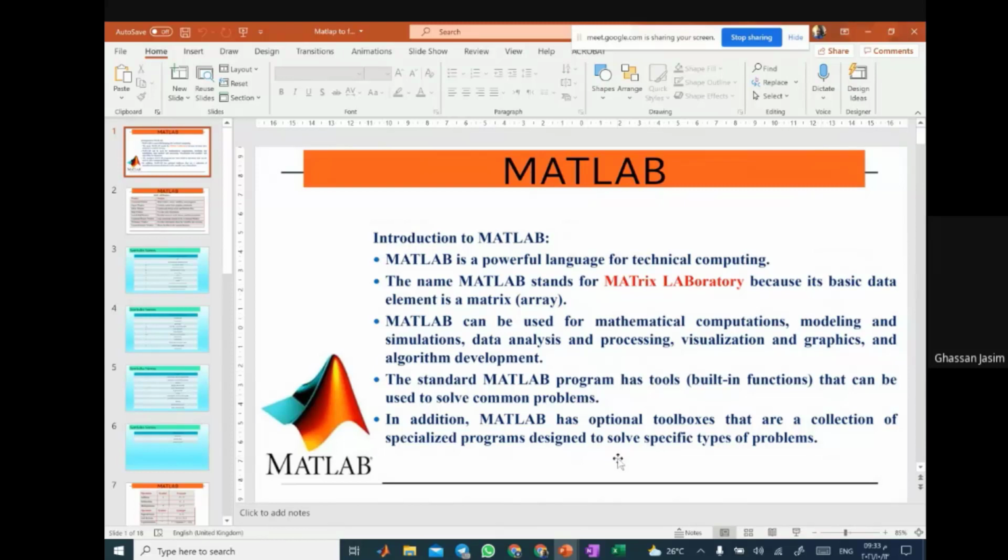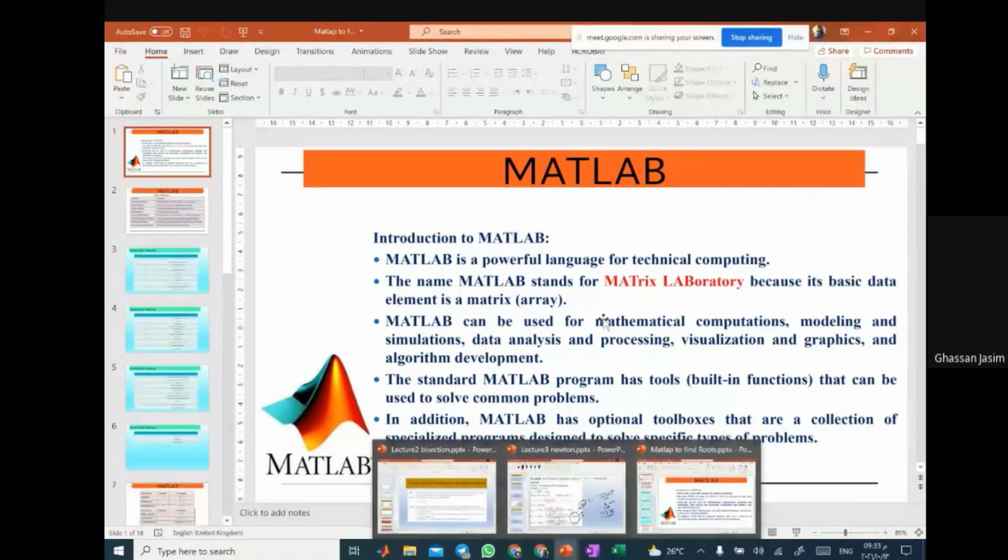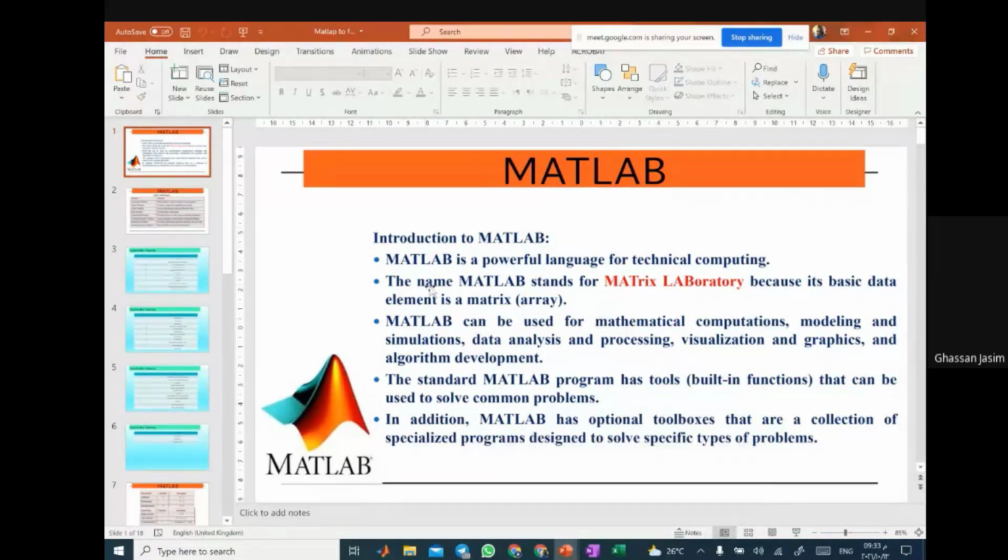Then in the next lectures we will try to learn programming. If we have time, I will teach you programming in MATLAB using many commands like for and while and many others.